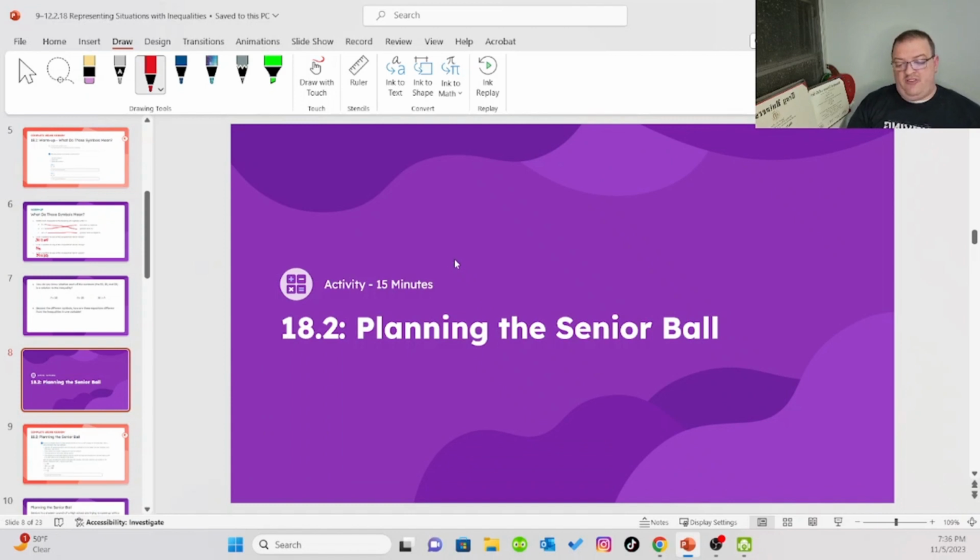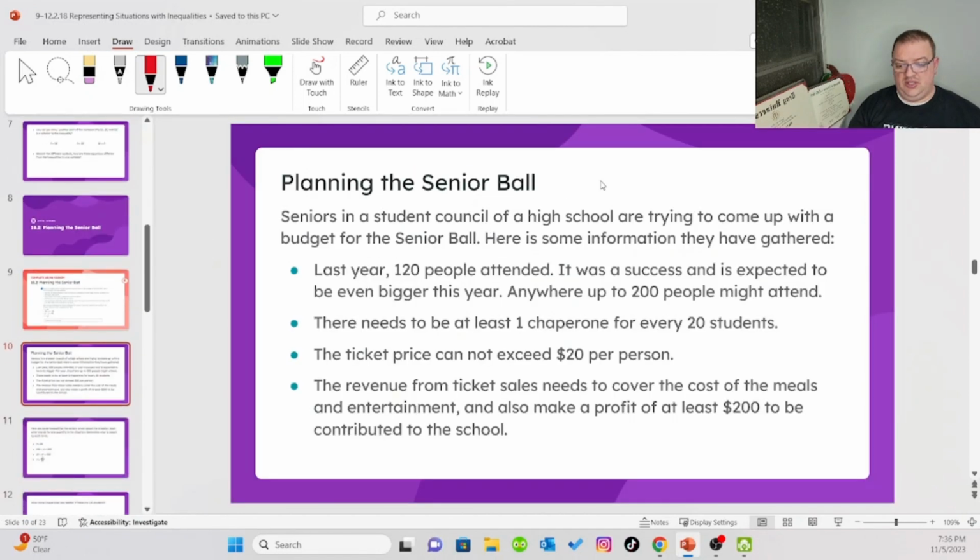So now we have activity 18.2. This should take about 15 minutes. It's titled Planning the Senior Ball. Seniors in a student council of a high school are trying to come up with a budget for the senior ball. Here is some information they have gathered. Last year, 120 people attended. It was a success and is expected to be even bigger this year.